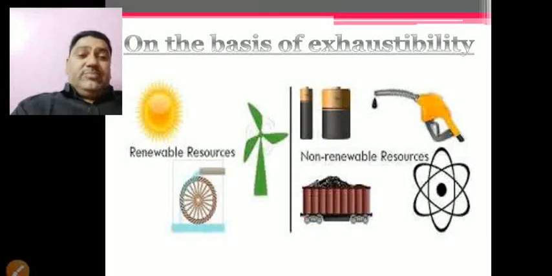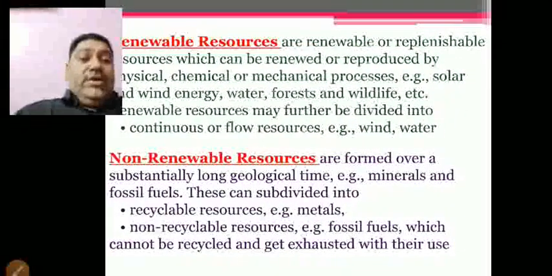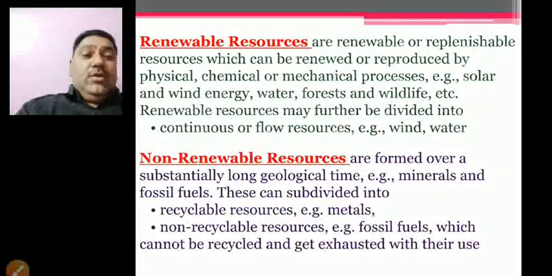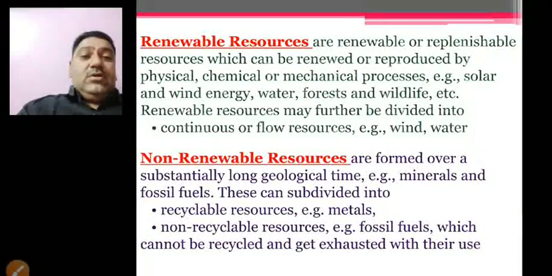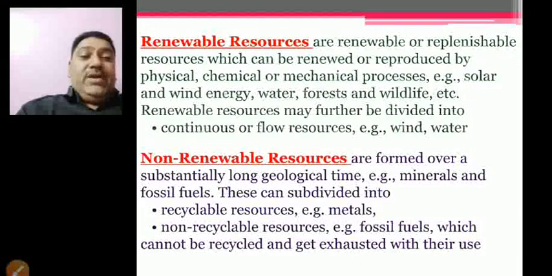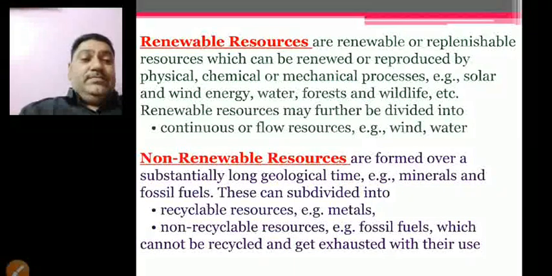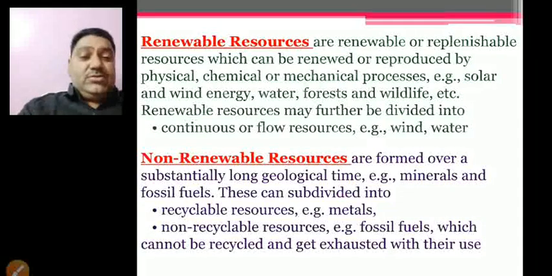Now, the next basis is exhaustibility. On the basis of exhaustibility, we have renewable and non-renewable resources. So we will see them. Renewable resources are those resources which are renewed, replenished or reproduced by physical, chemical or mechanical processes, like solar energy, wind energy, etc. And renewable resources are also called replenishable resources.